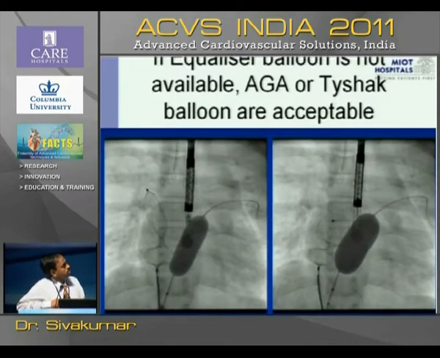And sometimes when this equalizer balloon is not available, you can use an AGA sizing balloon, you can use a large Tyshak balloon like a 25 millimeter Tyshak balloon or a 28 millimeter Z-Med balloon. Any of the balloons are acceptable as long as the balloons are shorter in their length.